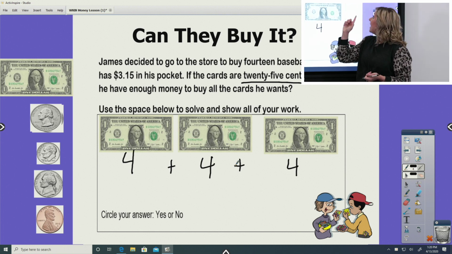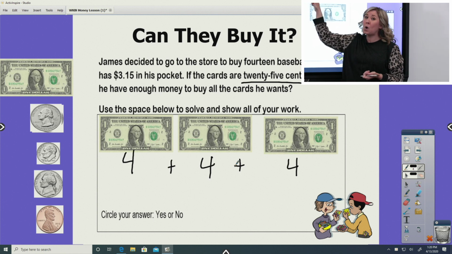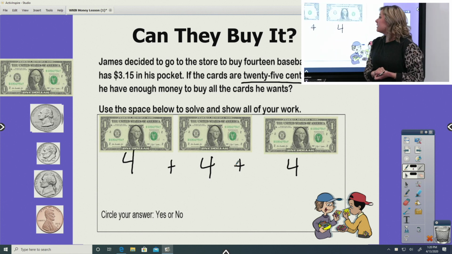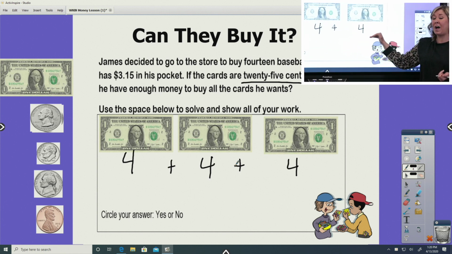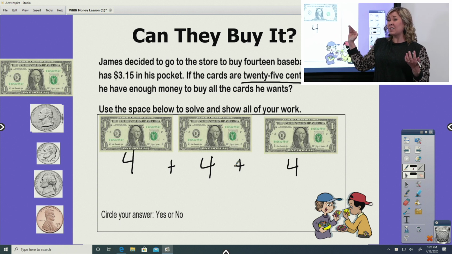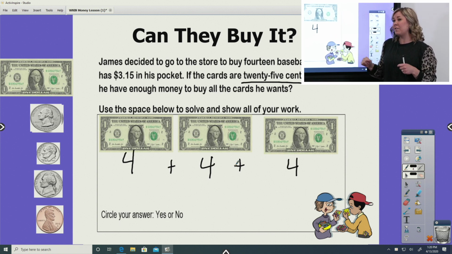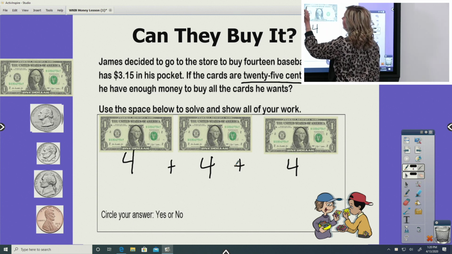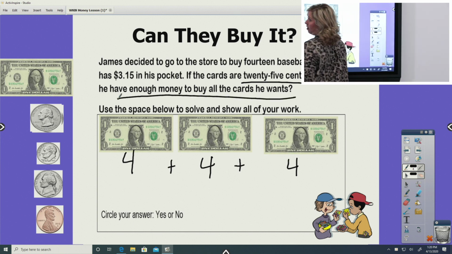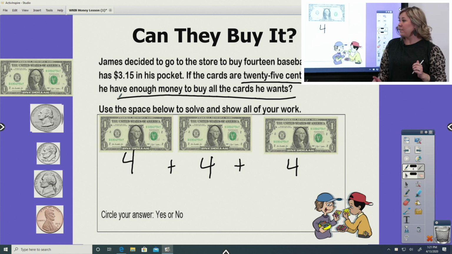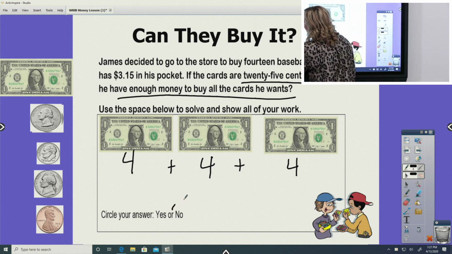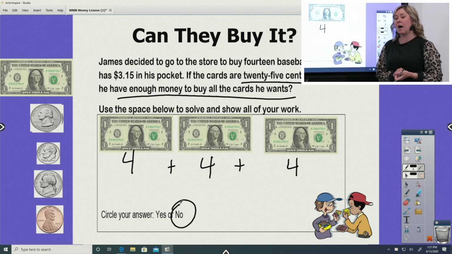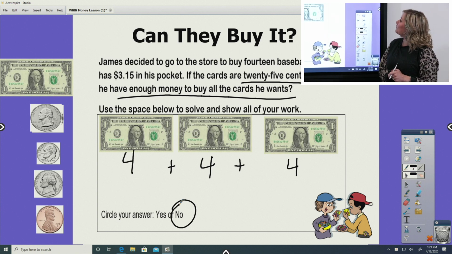No, you're right. He can't get another baseball card because it would be 25 cents. So he has to stop right here at 12 baseball cards. So let's think about that. Does he have enough money to buy all 14? Because that's what our question asks us. He says all of the cards. If you said no, then you would be absolutely correct. He does not have enough money, okay?